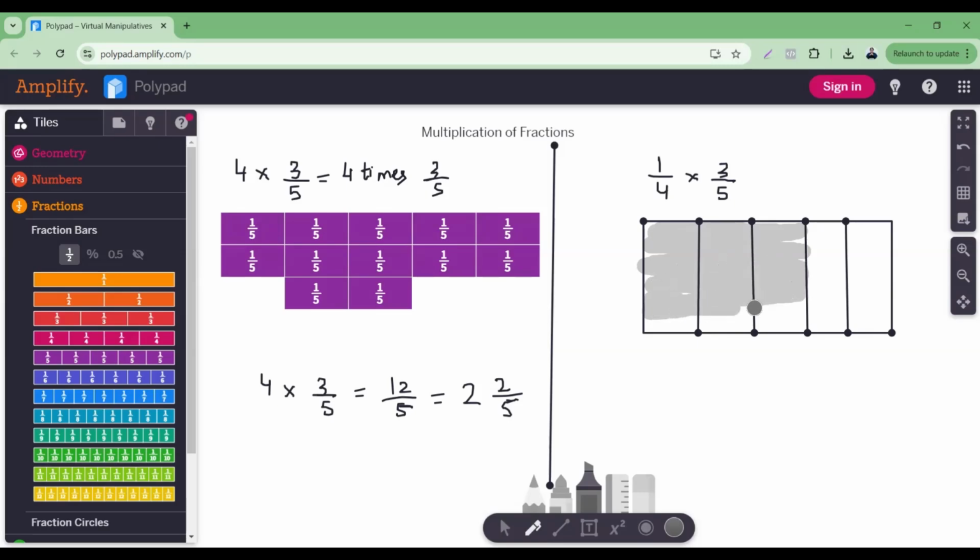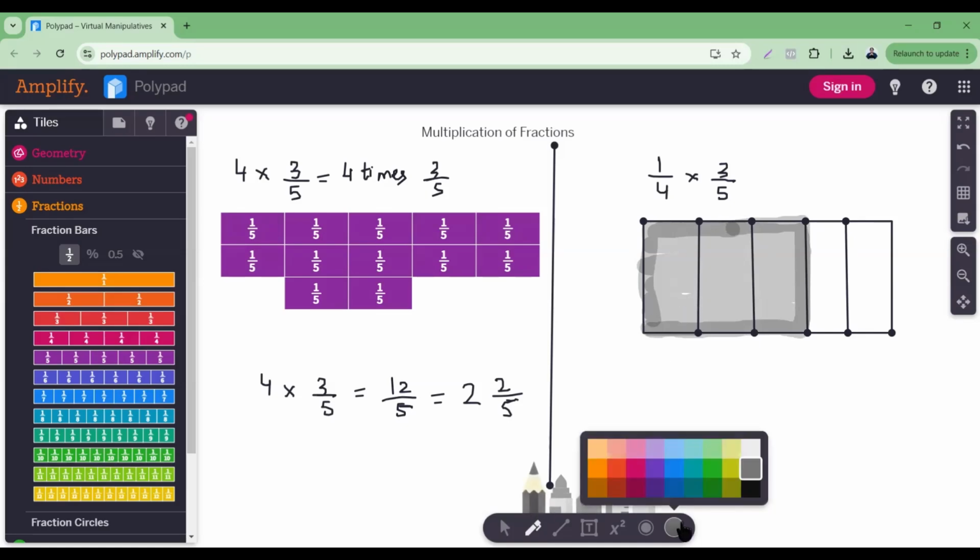So this is my 3/5. I'm shading three parts. So I have taken a 3/5. Fine, so this is done. This much is a 3/5, right? Okay. Now, how do I represent this next?